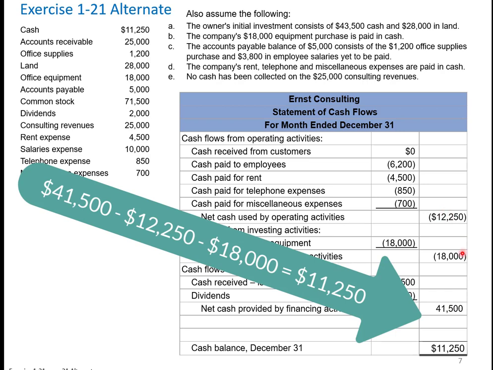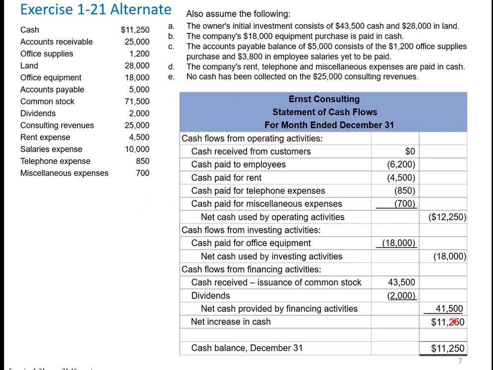Now we need to combine the three subtotals. Notice we have two that are negative amounts. We want to add those two together and then subtract from the one positive amount. That will give us our net increase in cash. And remember, we started off with zero because this is the first month this company has been in operation. So the beginning balance was zero. So net increase in cash of $11,250 plus the beginning balance equals our ending balance. And remember to always make sure that equals what your ending cash balance is.